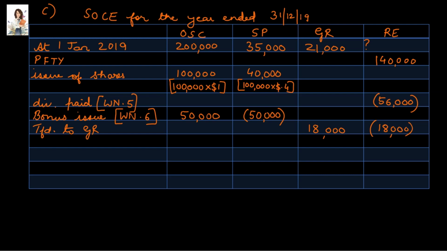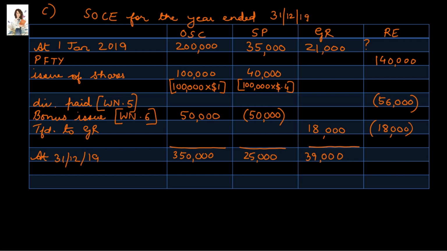There are no other transactions which are to be recorded in the statement of changes in equity, so we can find out the closing balance for each of these columns. At 31st December 2019, the closing balance for ordinary share capital is $350,000. Closing balance for share premium account is $25,000. Closing balance for general reserve is $39,000. We can't find out the closing balance of retained earnings like we have found out the closing balances of the other columns because we don't know the opening balance of retained earnings.